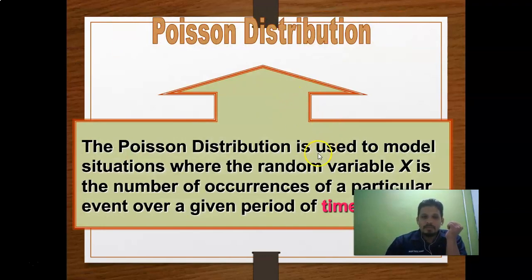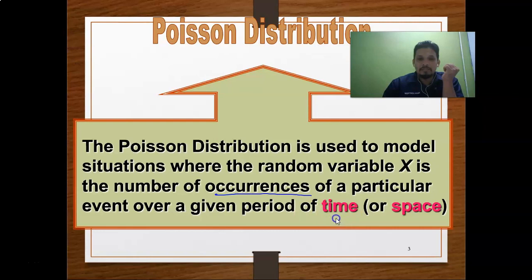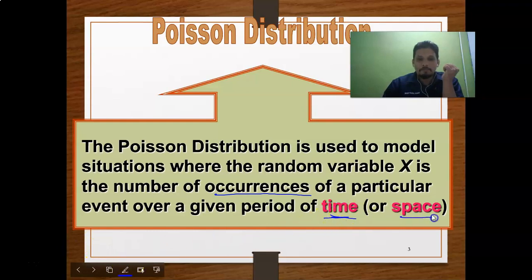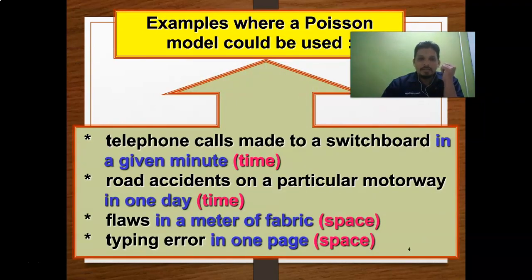So the Poisson is used to model situations where the random variable x is the number of occurrences of a particular event over a given period of time or space. Okay. So examples: telephone calls made to a switchboard in a given minute. Telephone calls are related with time. Road accidents on a particular motorway in 1 day, and also flaws in a meter of fabric, the space there.